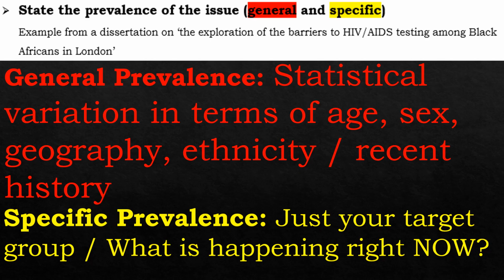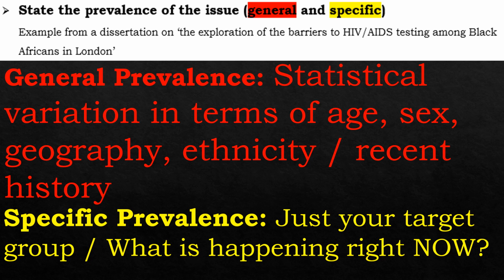Moving on to the next section, state the prevalence of the issue. This is very, very important. A way to do this is to state the general prevalence and the specific prevalence. In red, you'll see the student has presented the general prevalence, and in yellow, she moves on and makes it much more specific to her target group.